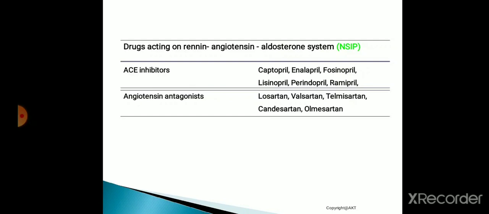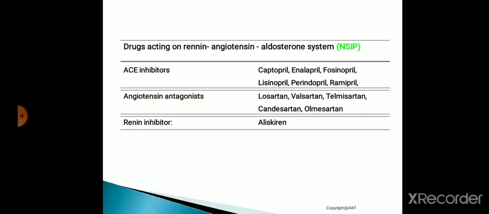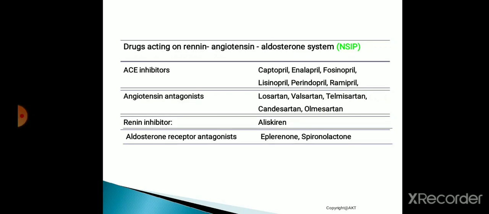Angiotensin receptor antagonist. Kindly correct it. Angiotensin receptor antagonists. And here also all the drug names end with sartan. You can see that. That helps you to remember the drug names: losartan, valsartan, telmisartan, candesartan, olmesartan. Renin inhibitor, that is the first enzyme involved in the renin-angiotensin-aldosterone system, aliskiren. And finally, aldosterone receptor antagonists, that is eplerenone and spironolactone.